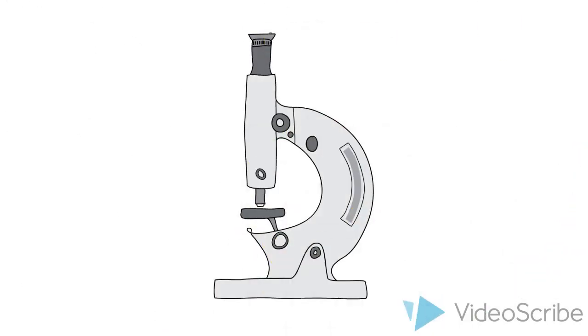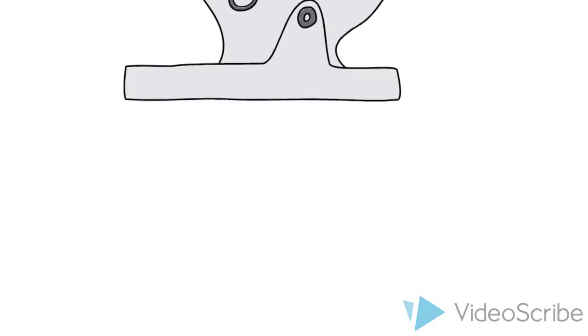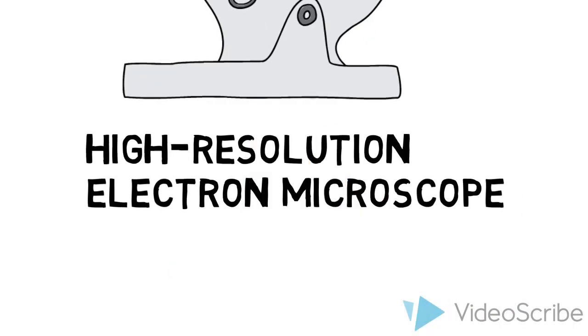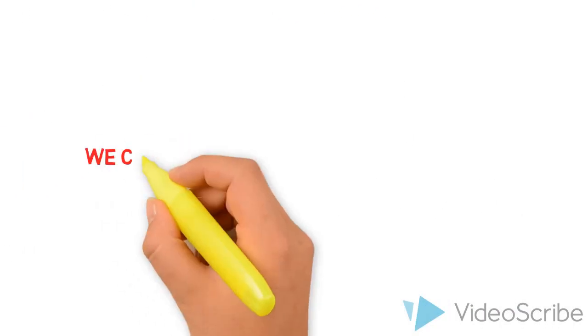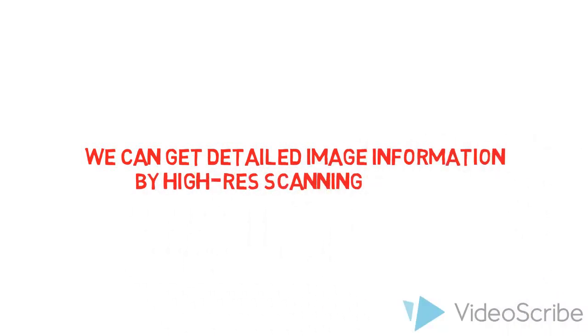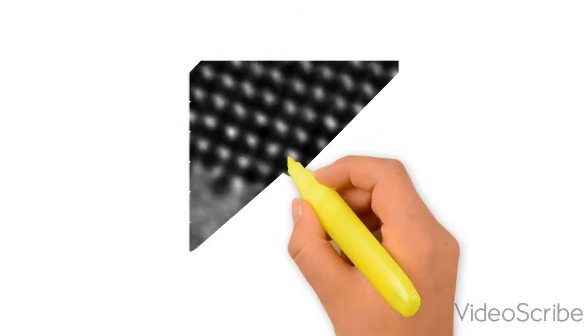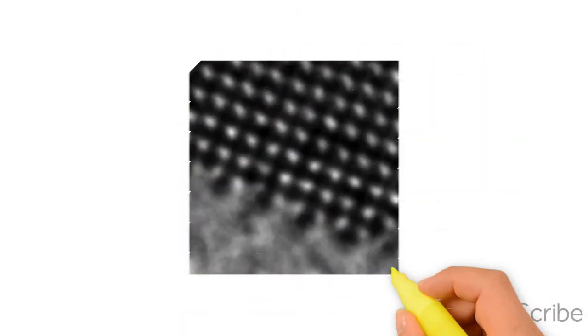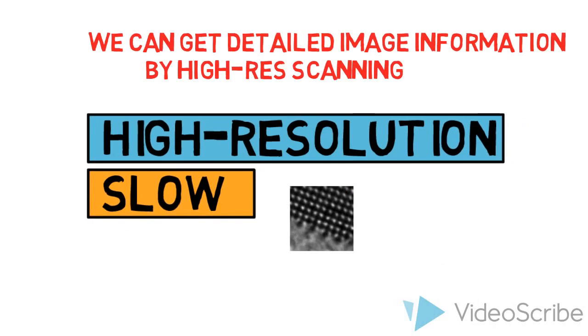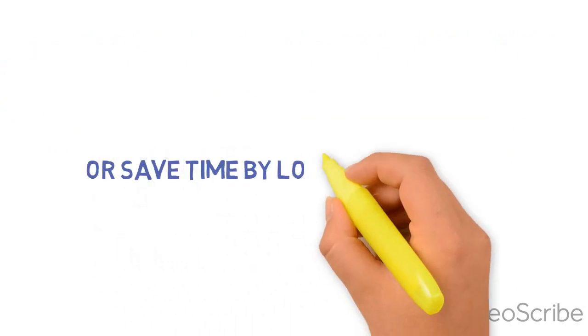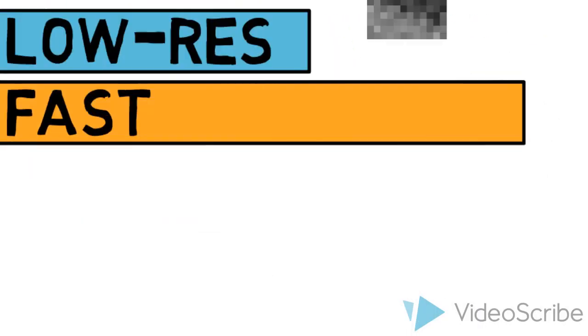And typically, the choice of device to study these properties is a high-resolution electron microscope, which can be operated in one of two modes. The first is a high-resolution scanning mode, which gives us detailed image information, but typically this is at the cost of time because it's pretty slow. Or we can save time by low-resolution scanning and get an image like this, which is not very informative.